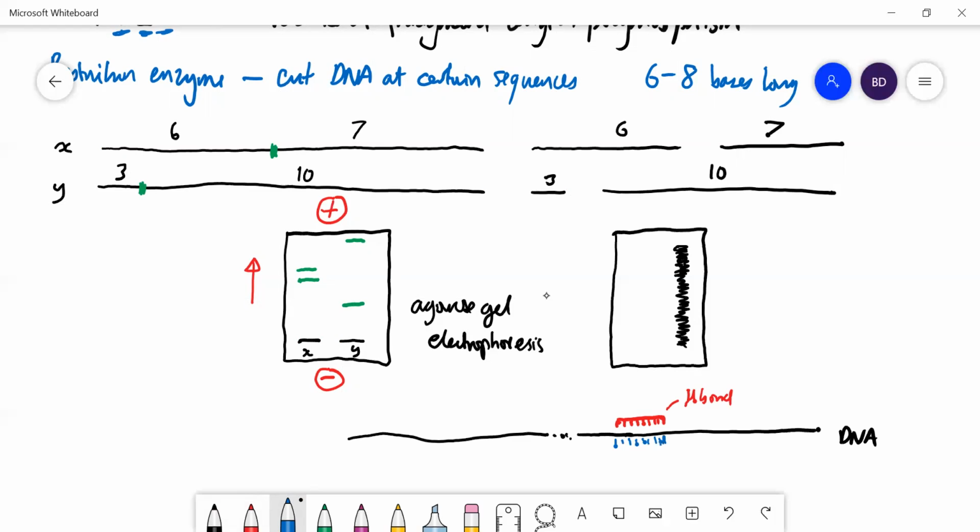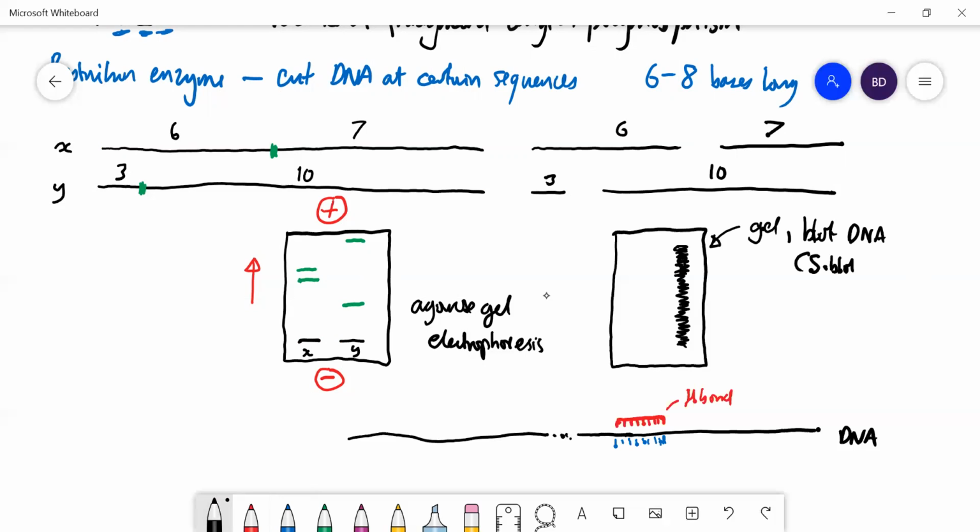It's not going to hydrogen bond. So you get your agarose gel, and you blot onto a piece of filter. So you blot the DNA, and that's called a Southern blot. You may have heard of a Southern blot.